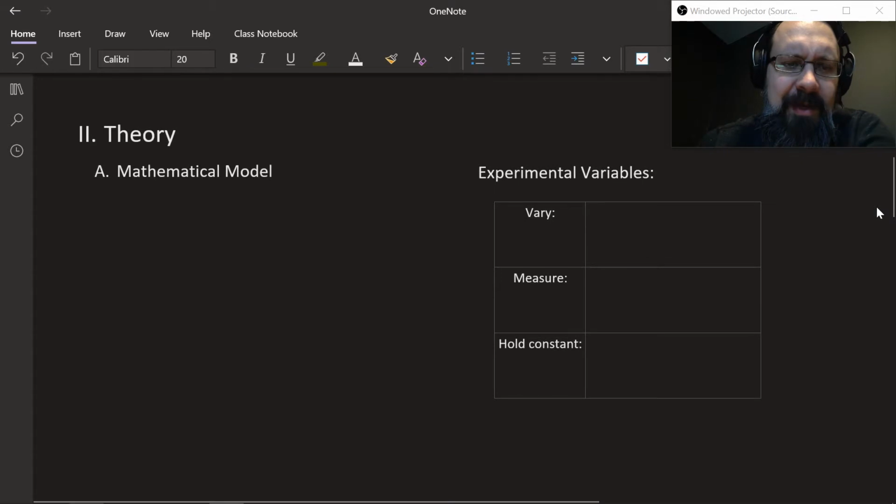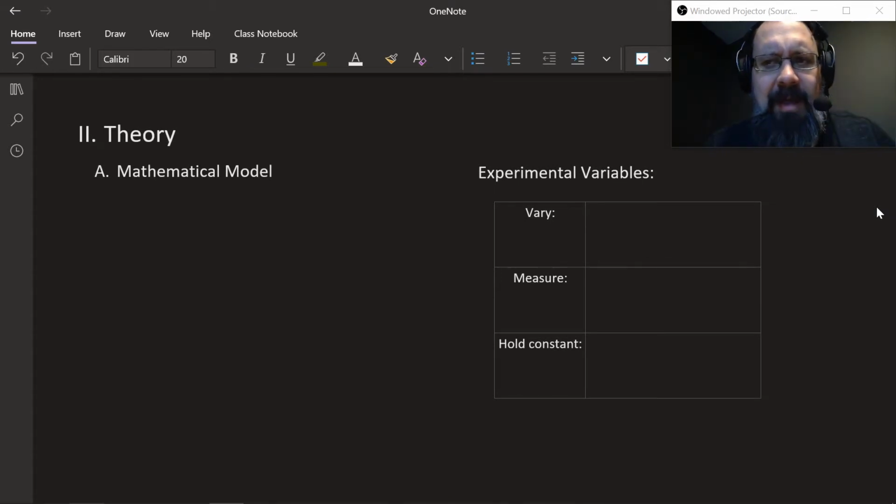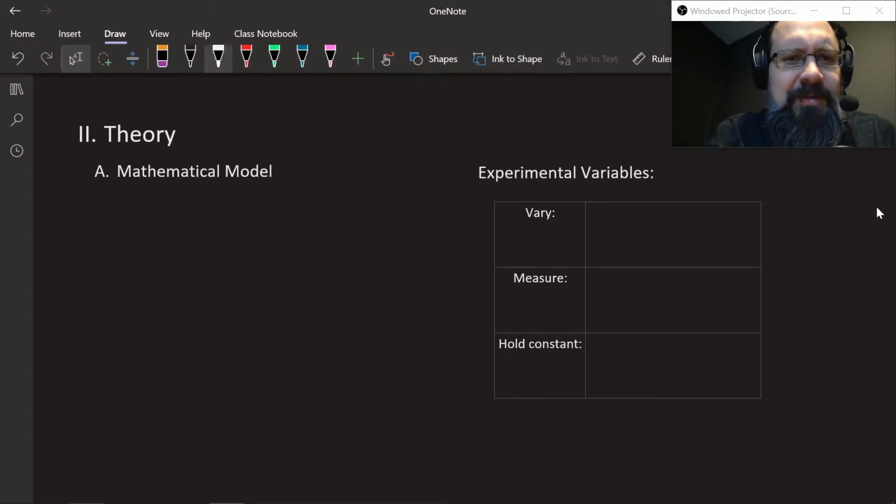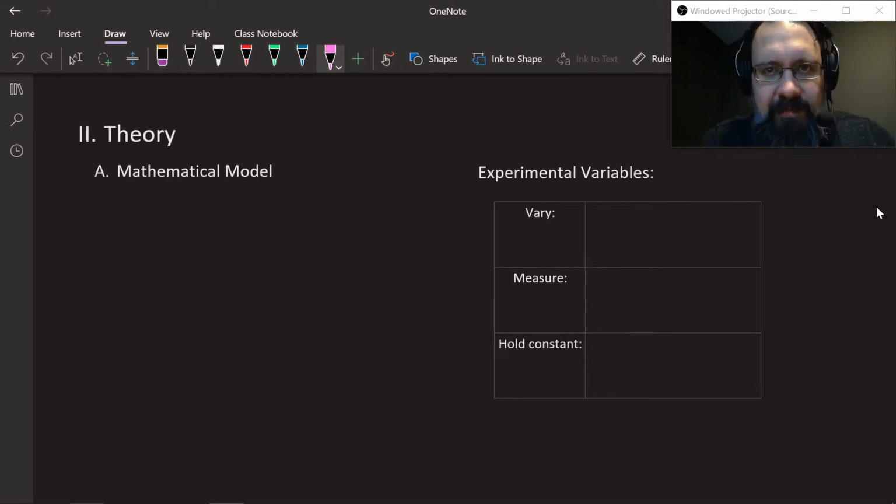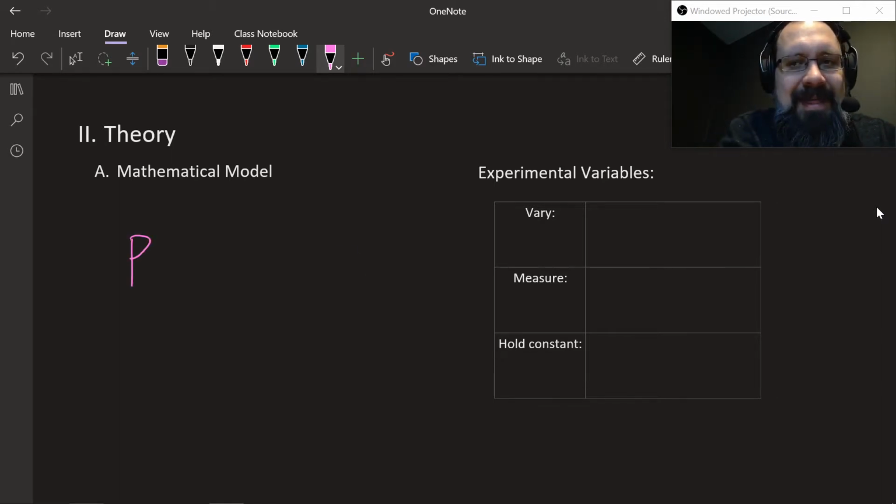Let's begin. So we want to start off with the mathematical model. So we're obviously using the equation of state for an ideal gas. When you perform an experiment, you always want to start off with some sort of theoretical construct. So for the purposes of this experiment, we have PV equals nRT.